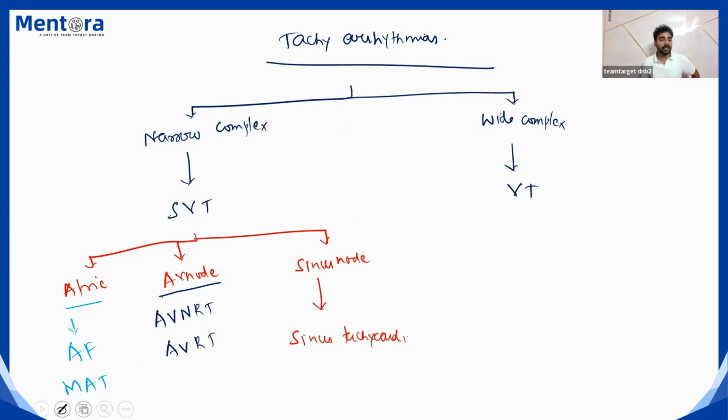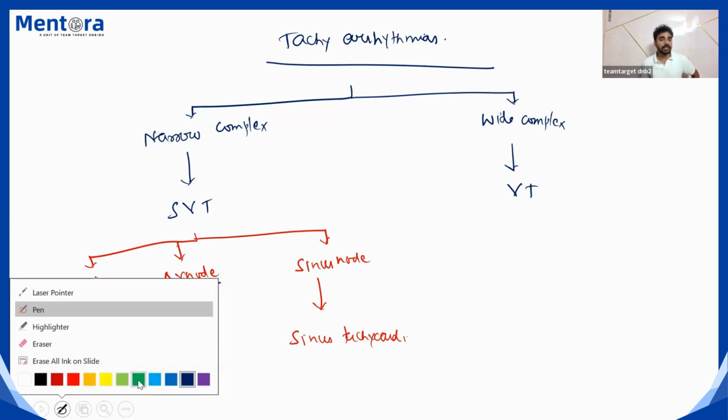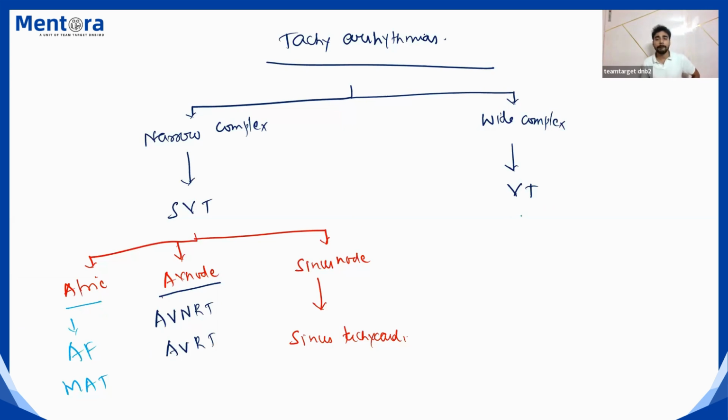The next, ventricular tachyarrhythmias, nothing. The origin is only the ventricle, either right ventricle or left ventricle. Nothing much to discuss in that. The only thing is whether it is monomorphic or polymorphic. That's it, right? So these are all the tachyarrhythmias you have.